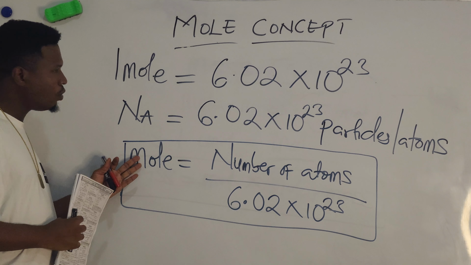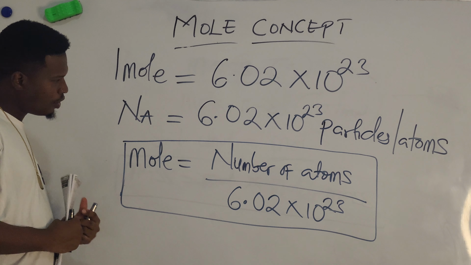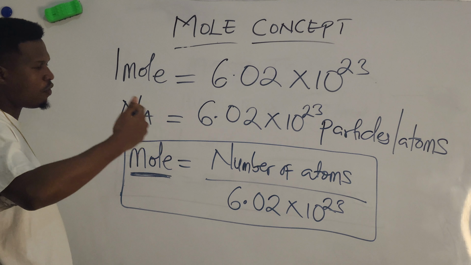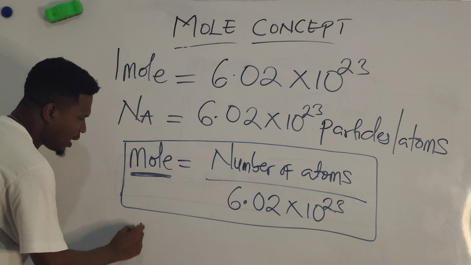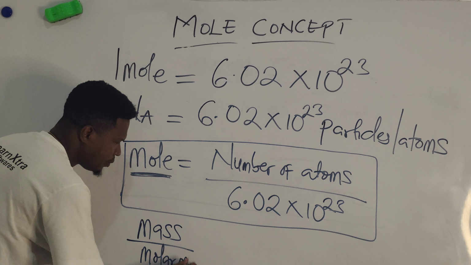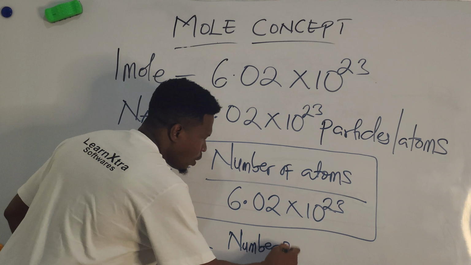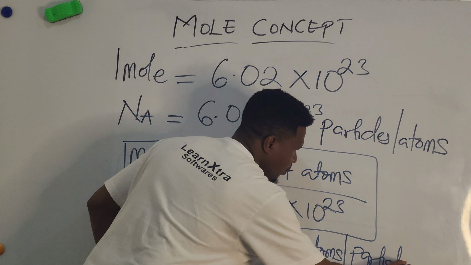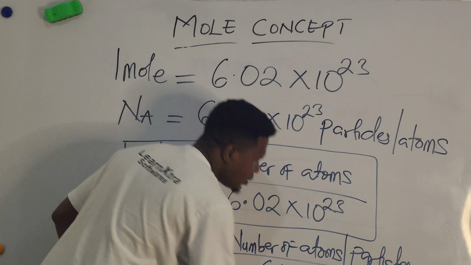Recall that mole, from our first formula I gave you, is also mass over molar mass. So if I have this, remember that this also is equal to mass over molar mass. So we can substitute that into this place so that we can have that mass over molar mass is equal to number of atoms or particles all over 6.02 times 10 to the power of 23.